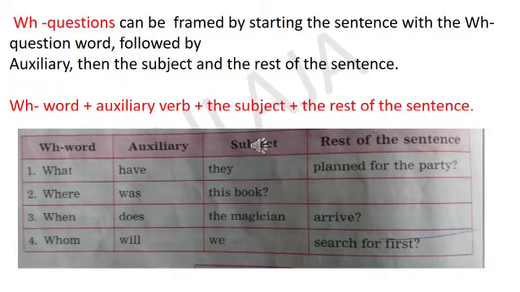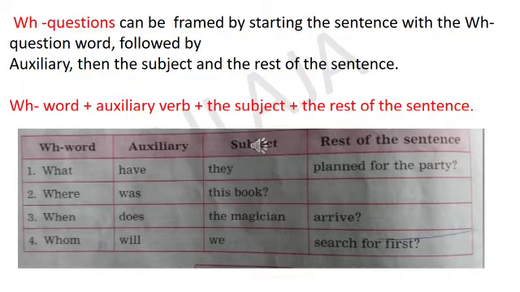Now, WH questions can be framed by starting the sentence with the WH question word, followed by the auxiliary or helping verb, then the subject and the rest of the sentence. So, how to form them? WH word plus auxiliary verb plus the subject plus the rest of the sentence. Look at the table on the screen.